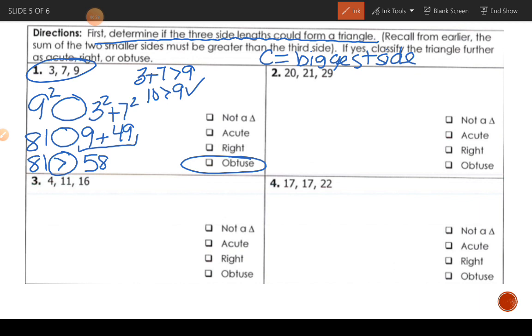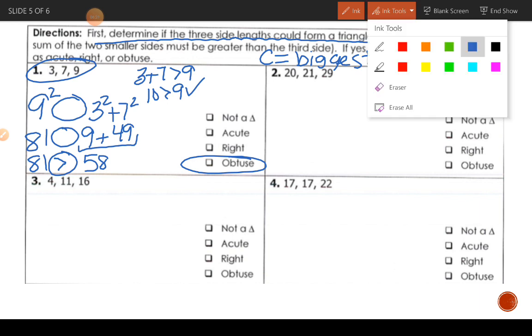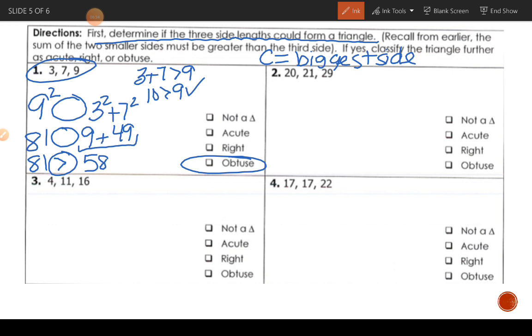Okay, so let's go ahead and do another example over here. So again, we have these three sides of a triangle. To make sure that the two smaller sides add up to more than the larger, we have 20 plus 21. Oops, is that bigger than 29? It is. Okay. Remember, 20 plus 21 is 41. That is bigger than 29. So we have a triangle. We're good here. So now again, we need to plug it into our formula.